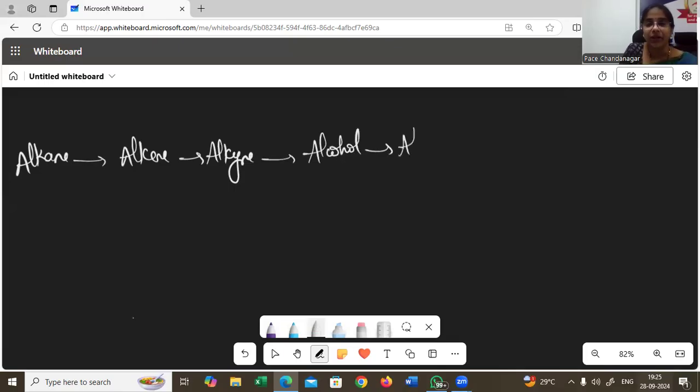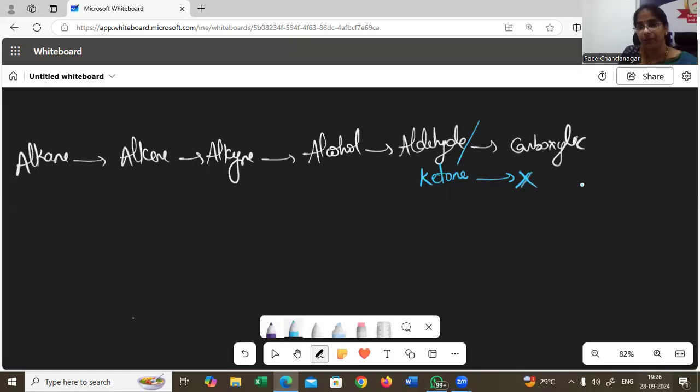Alcohol, then aldehyde, then carboxylic acid, right? I'm not writing ketone. Why? Because ketone and aldehydes share the same formula. I would write ketone below aldehyde. Ketone will not get transformed into carboxylic acid, whereas aldehyde does get transformed into carboxylic acid by oxidation. A single O, this is called nascent oxygen, which means oxidation is going on. And oxidation is the gain or loss of electrons.